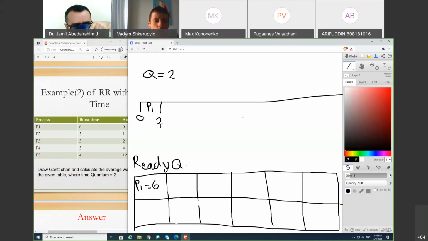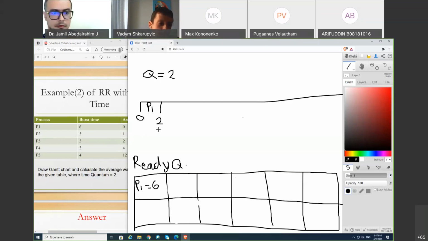Go to P2 or read P1 again? We need to check the new processes ready to enter the memory. Okay, we check. The next step is to check another process. The next process is P2.